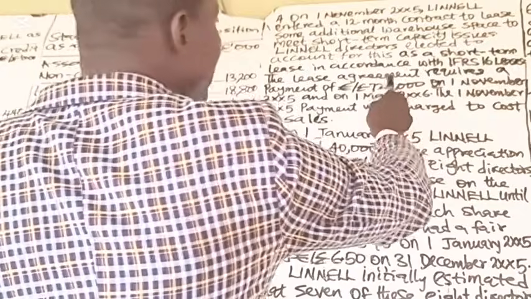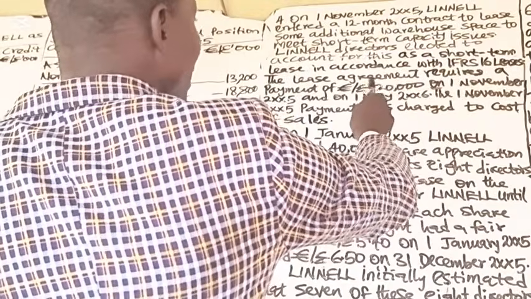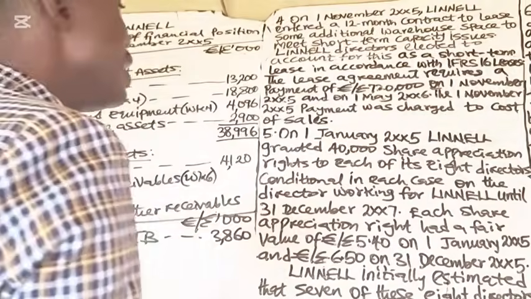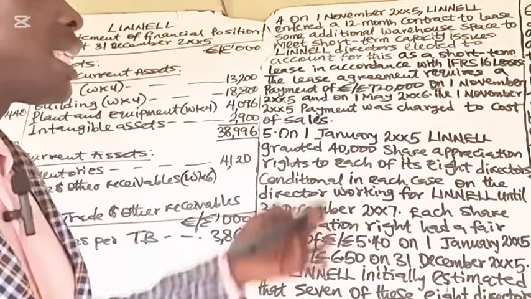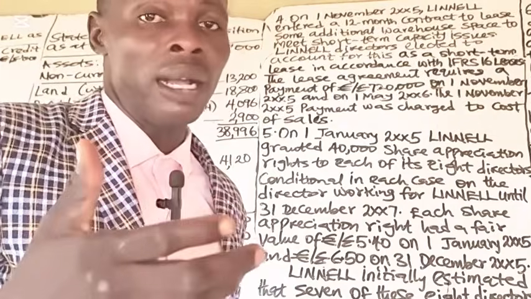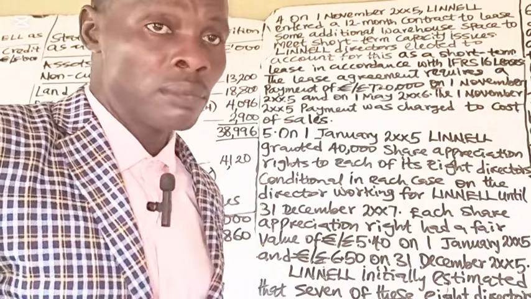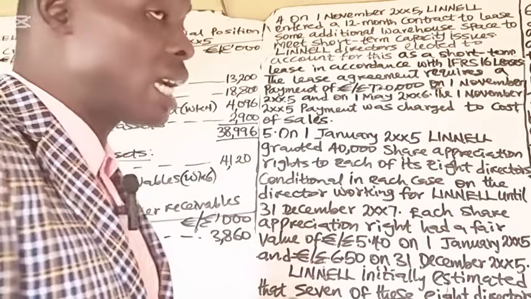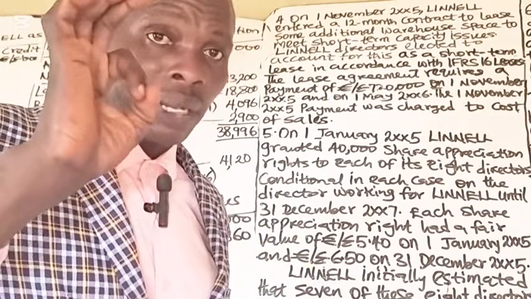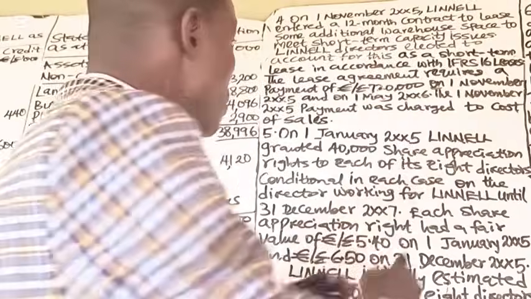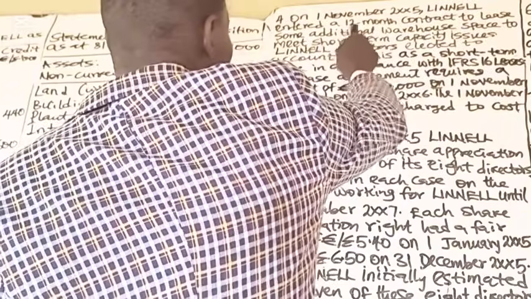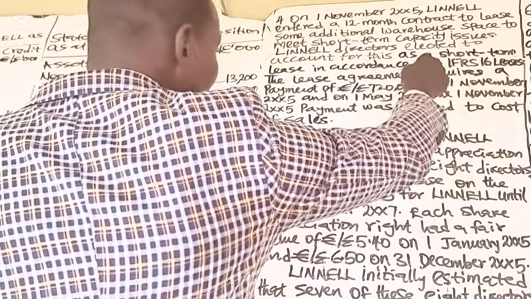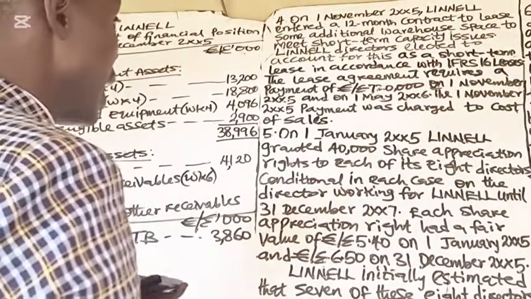But the first payment was made on November. The lease agreement requires a payment of 720,000 on 1st of November 2005. Since the first payment was made on November 1st 2005, and the year end is December 2005, that means the only payment that's supposed to be charged in the 2005 financial statement is that of November and December, 2 months out of 12 months altogether. But you were told the first payment of 720,000 has been included in cost of sales.